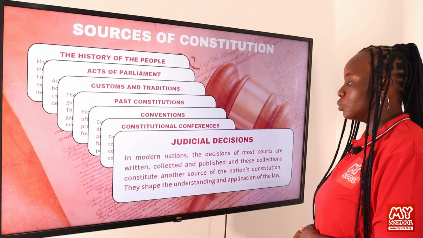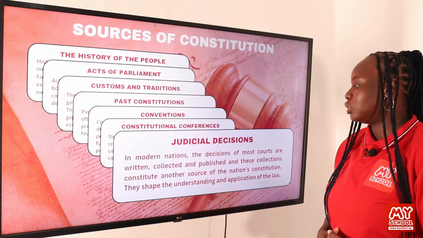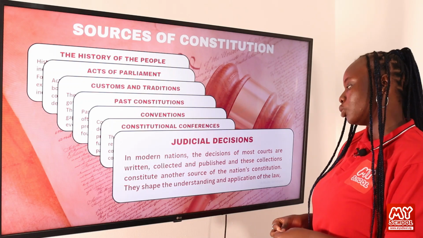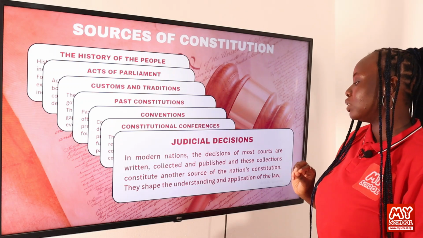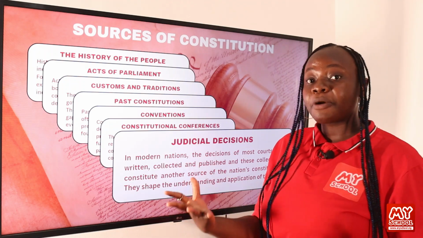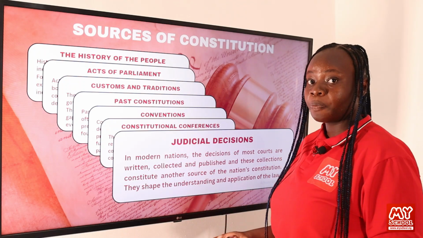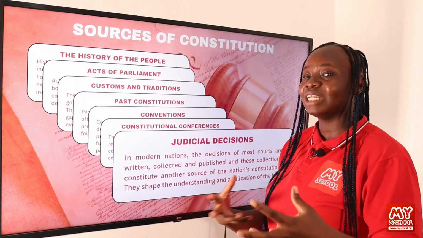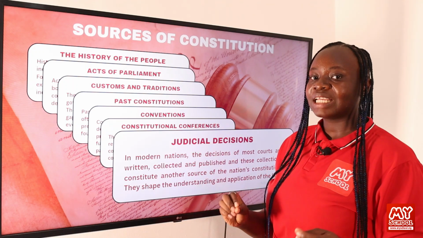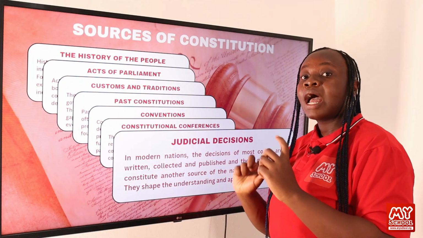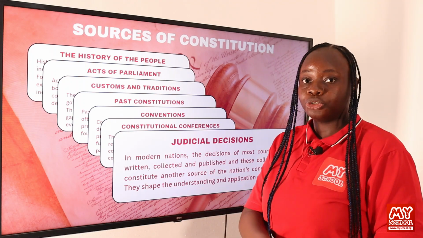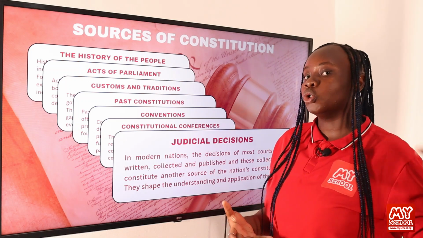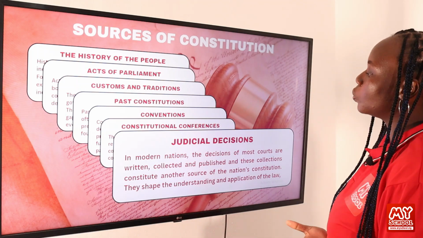So we have judicial decisions or precedents. So in modern nations, the decisions of most courts are written, collected, and published. And this collection constitutes another source of the nation's constitution. They shape the understanding and application of the law. The primary function of the judiciary is to interpret the law. So after they decide on whether or not a person is innocent or guilty, based on the decisions they've made, they decide whether or not the law is actually appropriate for a particular country. And those decisions that they've made within the courts can also guide how the constitution will be drafted. Now let's move on to another one.